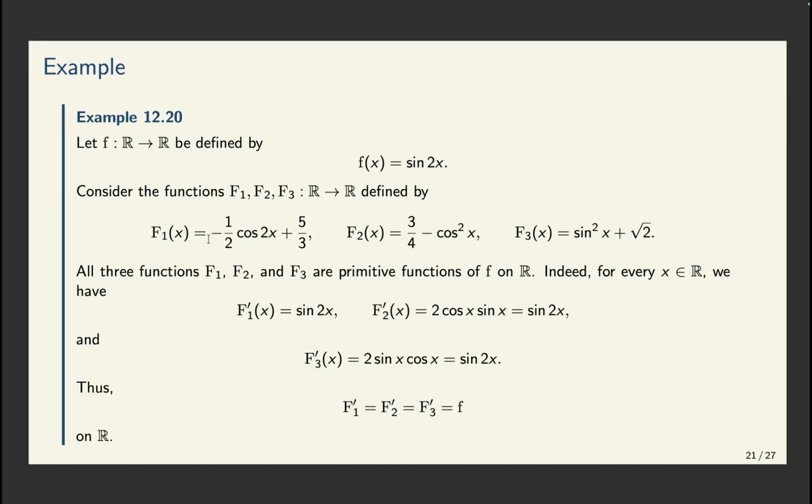If you take the derivative of f1, it becomes sine 2x. If you take the derivative of this one, 2 goes down, and this is the formula for sine 2x again. And if you take the derivative of this one, 2 goes down, and then you multiply by the derivative of the base, it is also the formula for sine 2x. And then you see that the derivative of all these capital F's is equal to f.